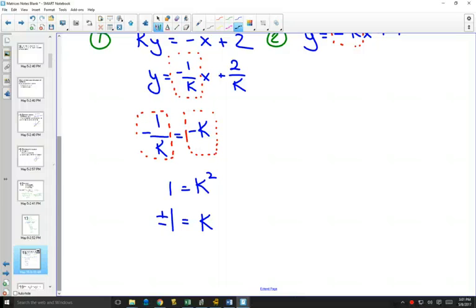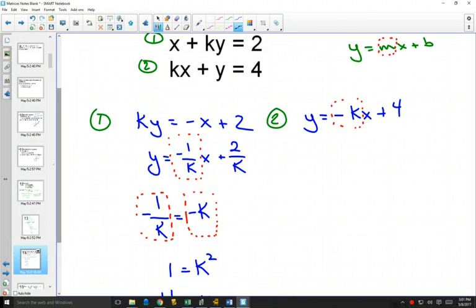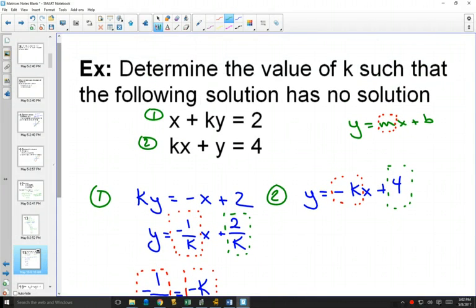But if we look at our y-intercepts, which I'm going to put a green square around, can you see if you plug in either positive 1 or negative 1, your y-intercepts are going to be different? Because when I plug in positive 1, this y-intercept is 2, negative 1, this y-intercept is negative 2. In equation 2, the y-intercept is always 4. So in solving this, determine the value, there should have been a bracket S here, of k that has no solution. The values are plus or negative 1.